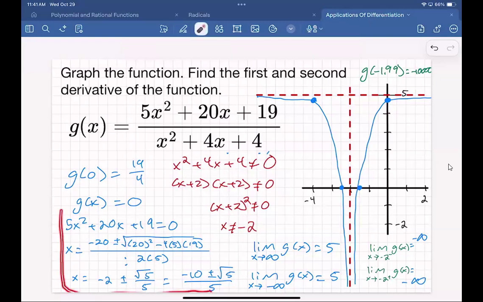This piece here, though, just to encourage you, is how I knew I couldn't factor out the x plus 2. I couldn't factor this. In fact, I got irrational x-intercepts. Okay, so those would be ways to help encourage you on this.